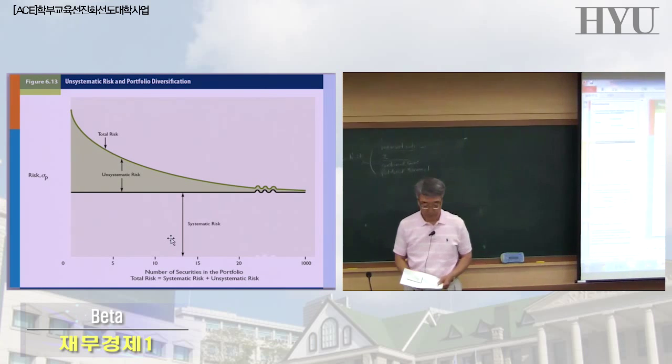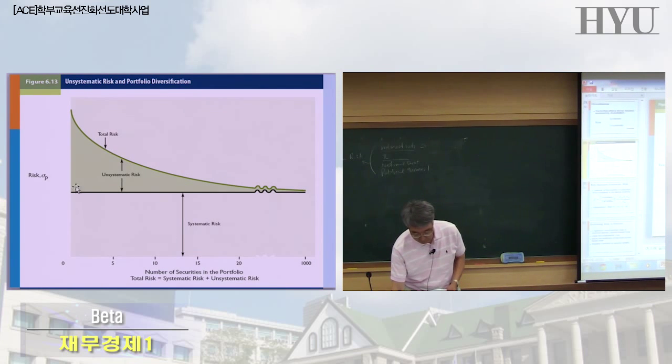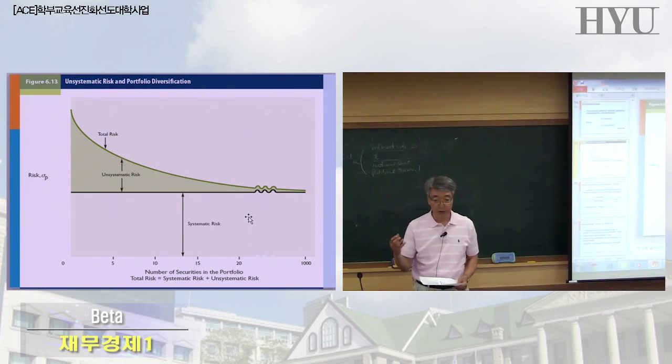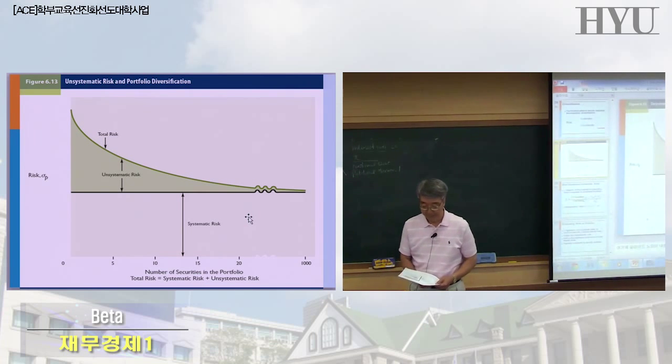So in this graph, we have a certain amount of systematic risk, right? And that systematic risk doesn't change depending on the number of securities in the portfolio, whether you invest in one stock or 5 stocks or 20 stocks or 1,000 stocks. It doesn't make any difference in the systematic risk, right? Because the entire system will be affected, right?